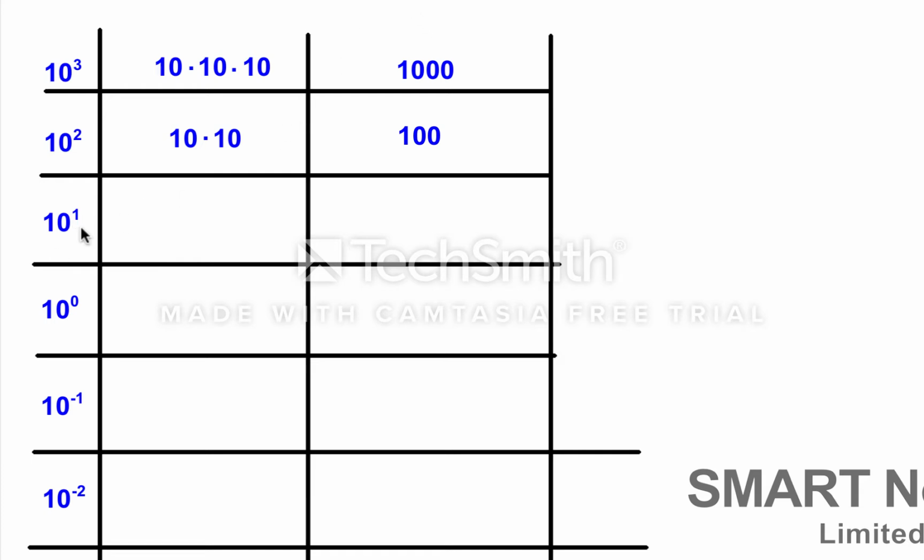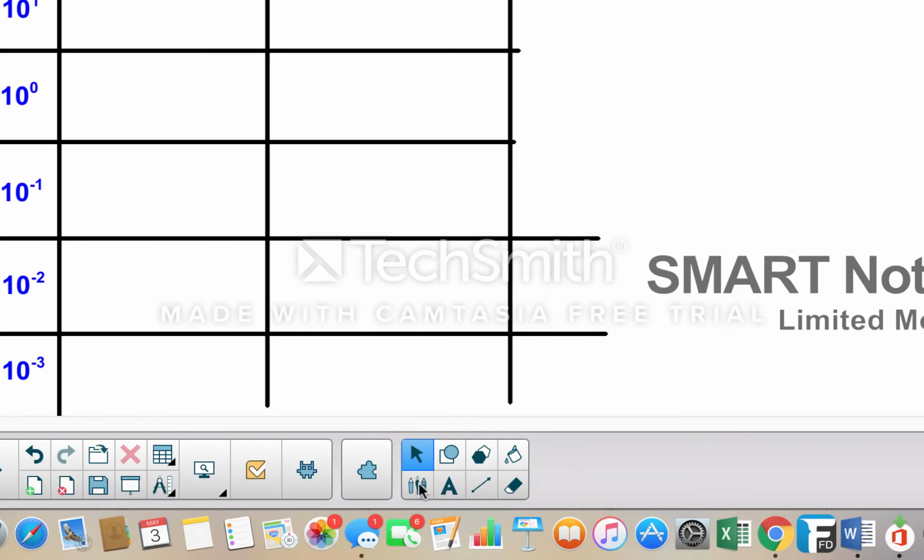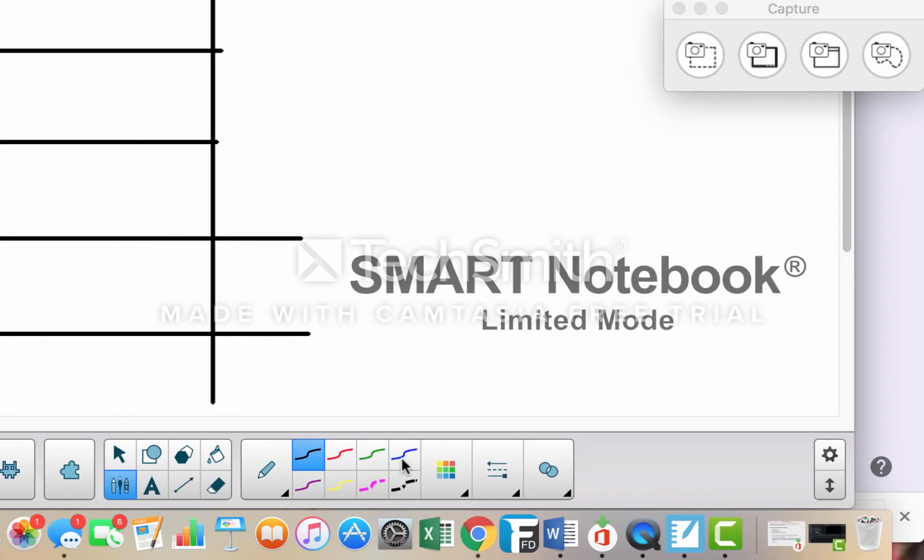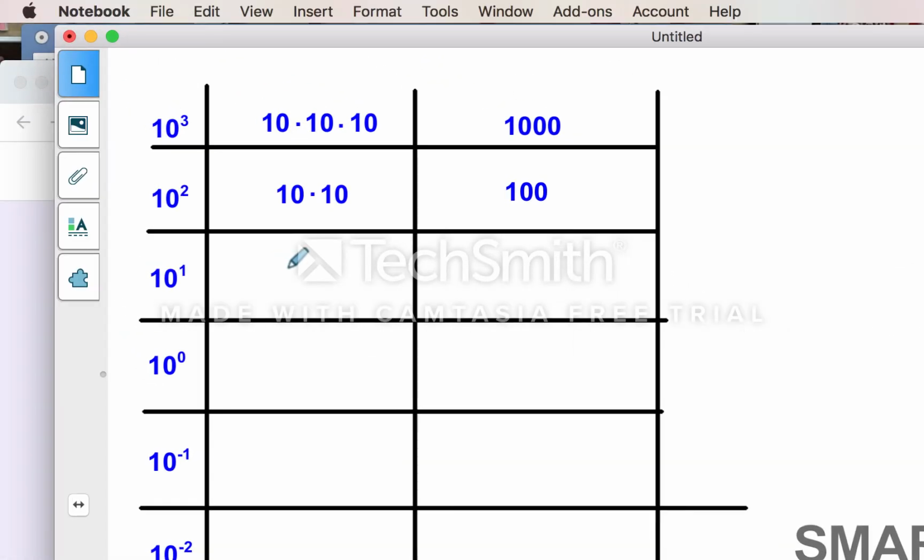So when you get to 10 to the first right here, it's really telling you multiply 10 one time. Well, in that case, you're really not multiplying it, so you just leave this as 10, and therefore in standard form there's nothing to multiply. We can just write 10 here. So if the exponent is telling you how many times to multiply, what does a negative exponent mean?